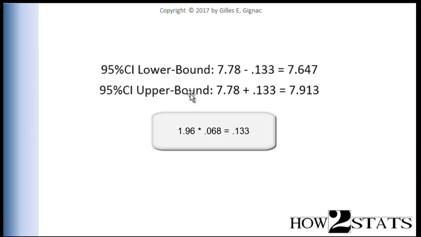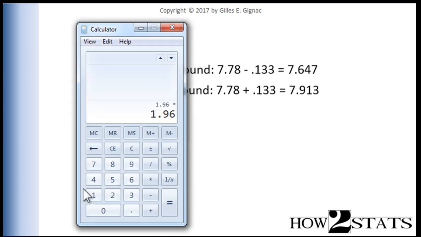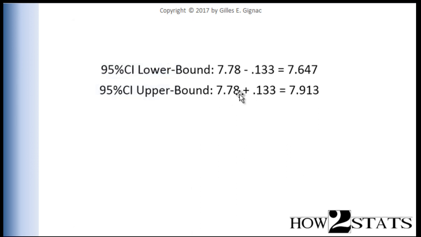And that gave a value of 1.96, which I multiplied against the estimate of standard error, and with that product, which was equal to 0.133, so when you multiply 1.96 by 0.068, you get 0.133. Let's just verify that. 1.96 times 0.068 yields 0.133. And that's why I use that value to subtract from the kurtosis estimate of 7.78. That gave a value of 7.647, so it's really very close to the point estimate of 7.78. And the 95% upper bound is 7.913.